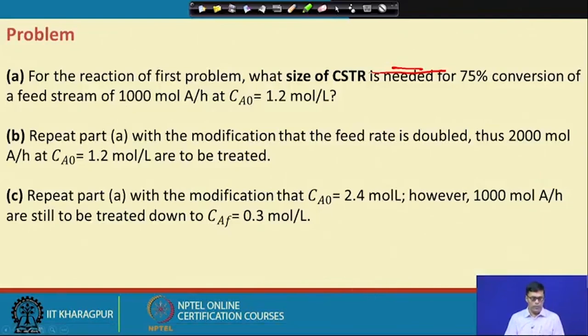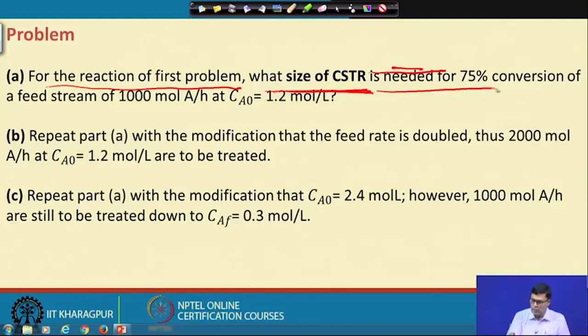Now, the next couple of problems are very interesting. Previously we discussed the plug flow reactor; now we are talking about the CSTR. What size of CSTR is needed for 75% conversion of a feed stream containing 100 moles of A per hour, CA0 is 1.5.